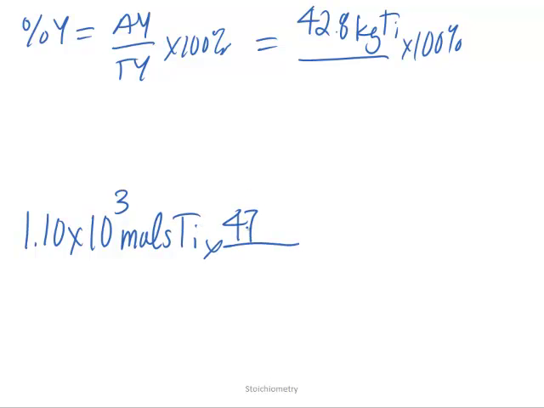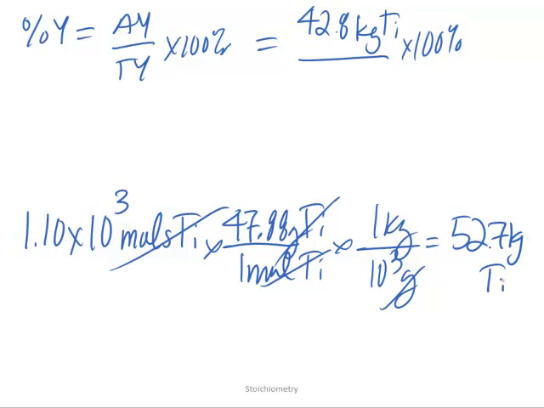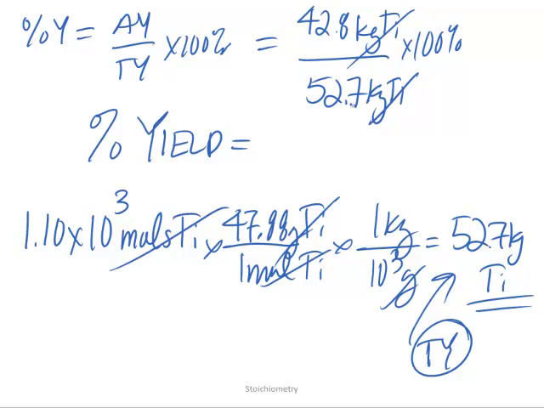And there are 47.88 grams of titanium in 1 mole of titanium. And so, to put it in kilograms, we can say that there's 1,000 grams in 1 kilogram. And grams are going to cancel out, moles of titanium are going to cancel out, and that will give us a value of 52.7 kilograms of titanium. And so that is our theoretical yield in kilograms. And so we'll just put that in this value, 52.7 kilograms of titanium. Kilograms of titanium are going to cancel out, so we're going to be left with units of percentage. So our percent yield is equal to 42.8 divided by 52.7 times 100%, 81.2%.